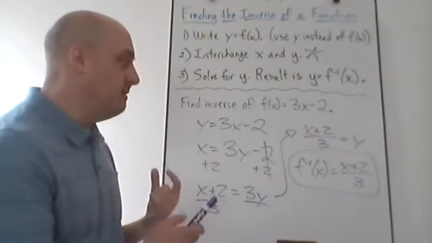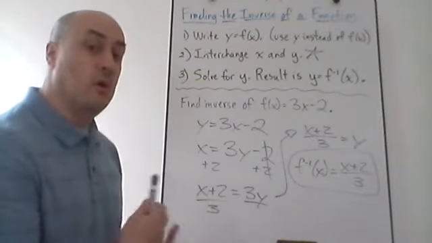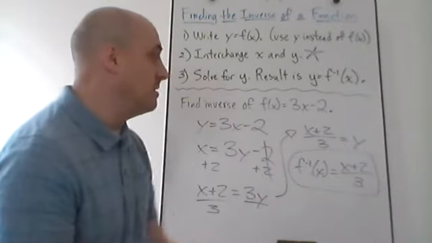So when you're doing a function and its inverse, everything is the opposite. The order that you do things, and also the operations. Instead of a minus 2, there's a plus 2. Instead of multiplying by 3, there's a dividing by 3.